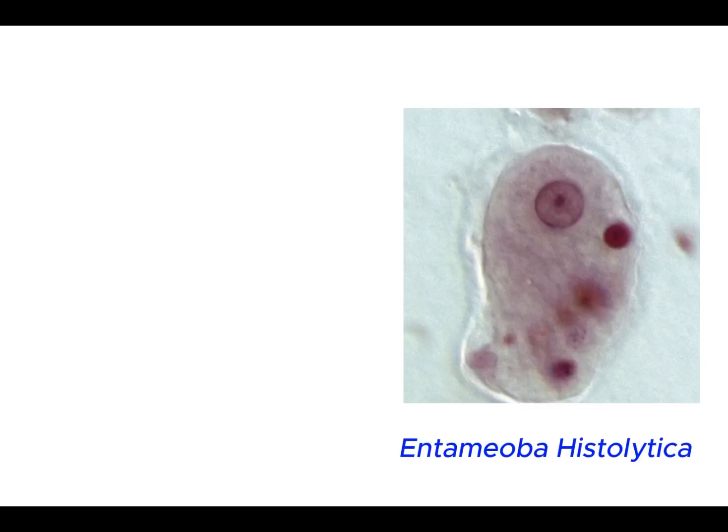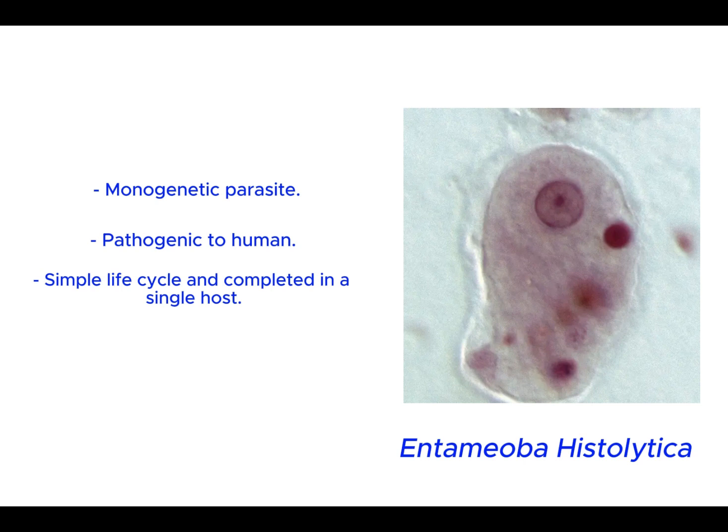The life cycle of Entamoeba. For the life cycle of Entamoeba, we have taken the example of Entamoeba histolytica. It is a monogenetic parasite, and it is the only Entamoeba species that is pathogenic towards humans. The life cycle of Entamoeba histolytica is overall simple, and it is completed in a single host.